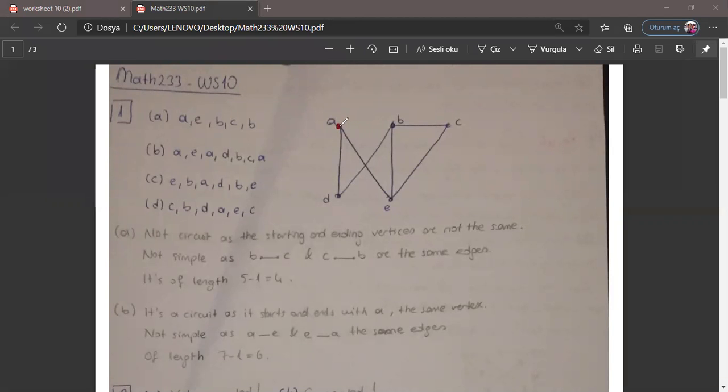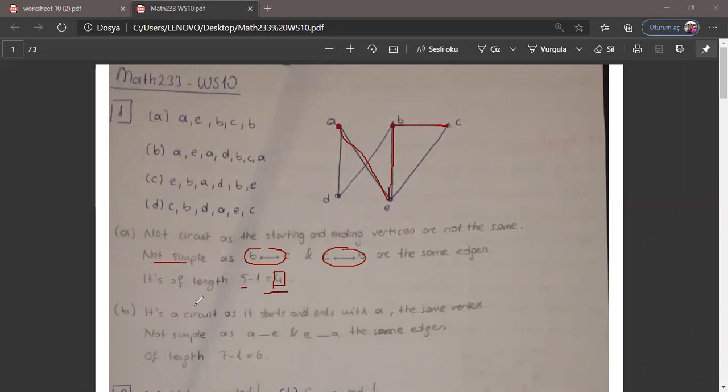here we have A, then E, then B, C, then B again. So as you see, we use the same edge 2 times, so it's not simple. And there is no circuit because the starting and ending vertices are not the same. And it's of length 4. We only count the number of the vertices, which is 5, and we subtract 1, so we have 4.